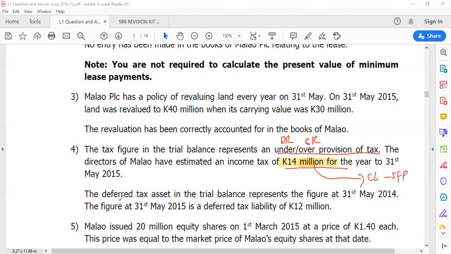What else have you been doing? The deferred tax asset in the trial balance represents the figure at 31st May 2015, okay? The figure at 31st May 2015 is a deferred tax liability of 20. Even this 12 million is a free mark. Why do you say it's a free mark? It was given to you at the date of report. That was the tax liability. So this one also goes to non-current liabilities in the SFP. Free marks. If you know the principles, you know the debts, financial reporting is a walk in the park.